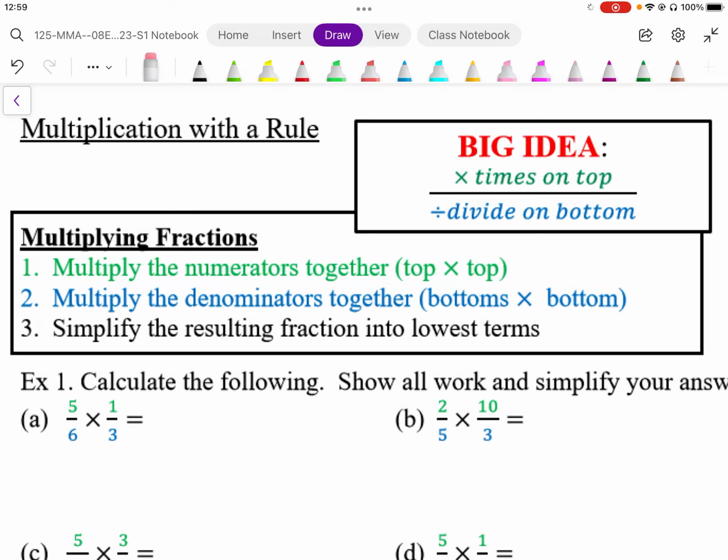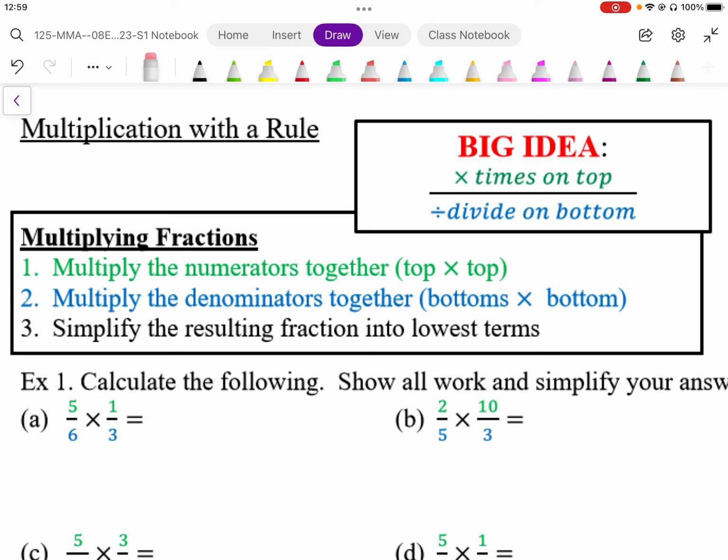In the previous lesson, we learned to multiply fractions using a picture. And in that picture, we can see that the numerator multiplies the numerator and the denominator multiplies the denominator. So just reviewing the big idea: anything that's multiplication ends up on top. Okay, so we say times on top, and anything that is division is in the denominator, or divide on bottom. So if it's multiply, it belongs in the numerator. If it's divide, it belongs in the denominator.